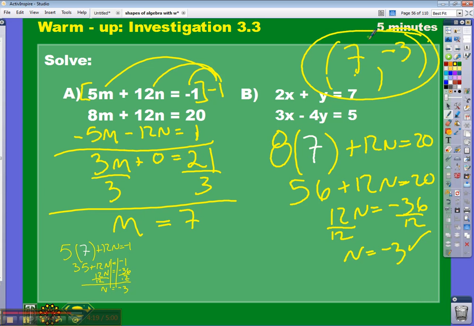So we've talked about two ways of solving systems of equations that are not graphing. Your algebra sheet requires you to use the substitution method. Your algebra sheet next week will be the combination method.